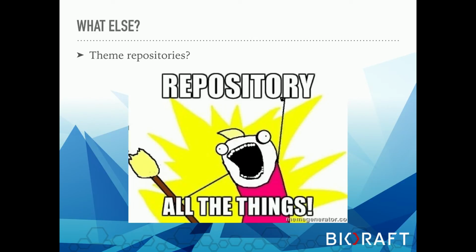What else can we do? How about theme repositories? Some of us have junior themers. Some people allow customers to make changes to the themes. Why not let them have their own repositories? Tag those repositories, pull them in with Composer. Why not?